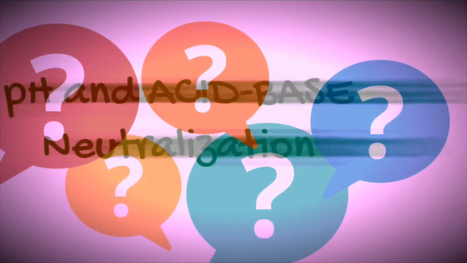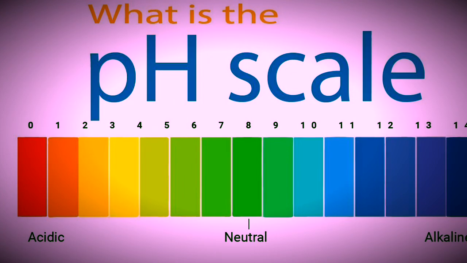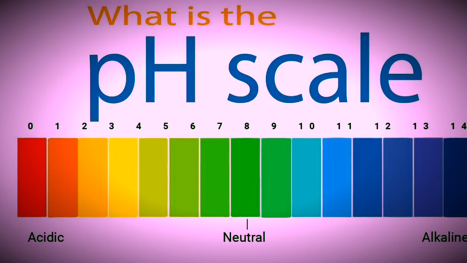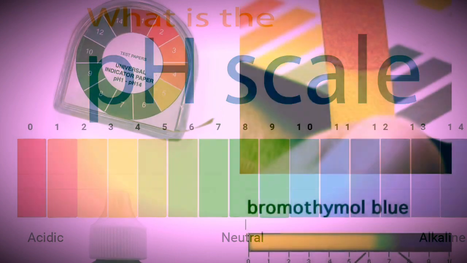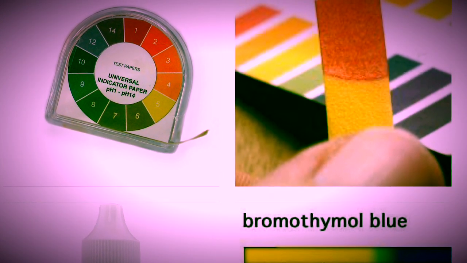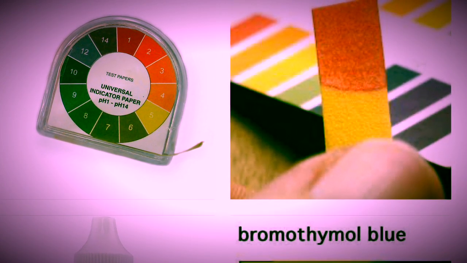What is an acid? What is a base? What happens when they occur in the environment? And what happens when they mix together? Acids and bases are measured on the pH scale. We can determine pH using different methods. In this video, we'll use chemical indicators and a digital pH meter.